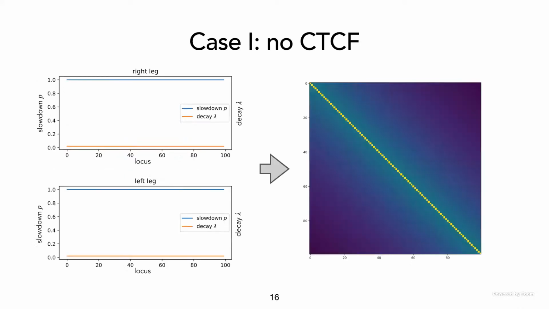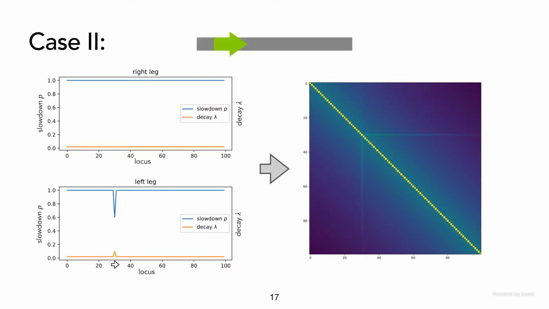Okay, so what we'll be looking at is the parameters, the slowdown, and the decay of the left and of the right leg. If there's no control point, there should be no change in those parameters. So there should be no slowdown or no change in the decay rate in either of the legs. And what we simply see is a decay function. So that checks out. What happens now when we add one control point?